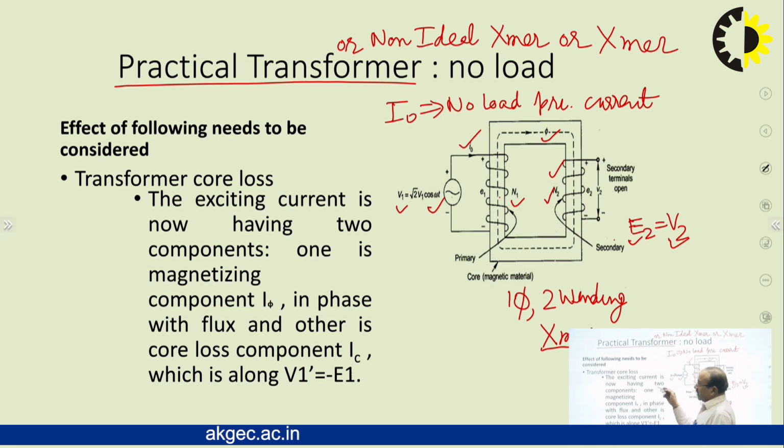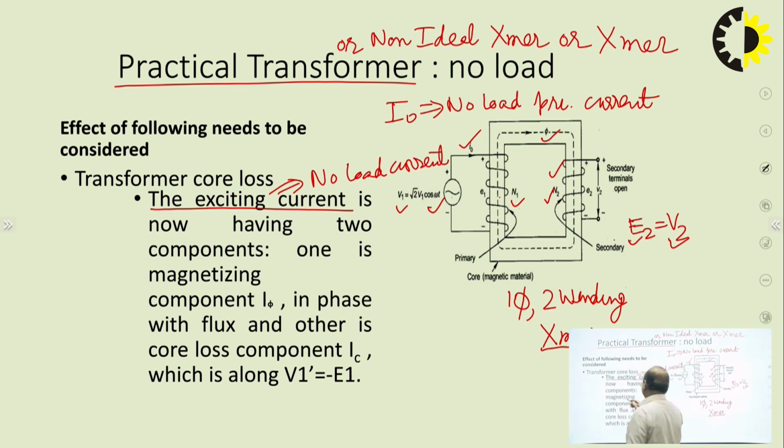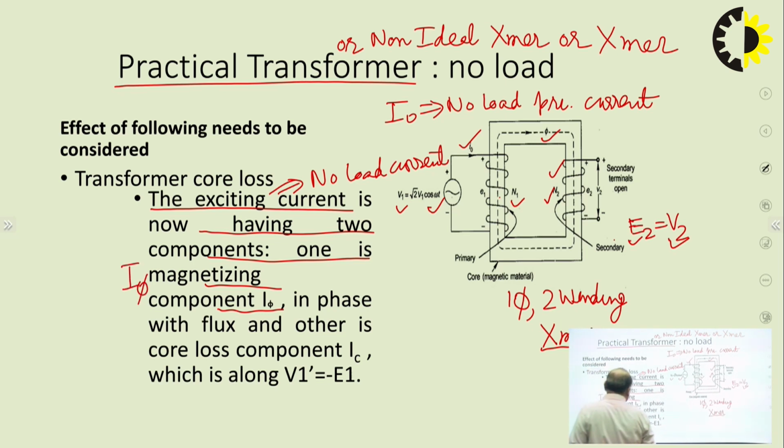Now, since it is a practical transformer or non-ideal transformer, whatever we call it, the following effects will be there. Now the exciting current, which is also known as no load current in the primary, will have two components. One is the magnetizing component, which is I phi. This is represented by I phi. And another one is IC, the core loss component. This is IC, core loss component.